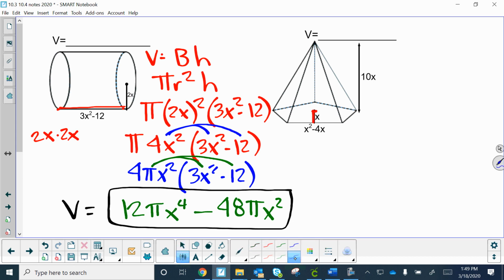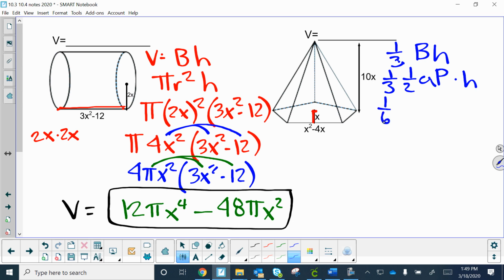Okay, so our formula for this is going to be 1/3. This is where kids often forget that. 1/3 capital B times H. 1/3, what did we just say the base was? A regular pentagon. That's 1/2 apothem times perimeter. And then we have times H. So we have to insert the correct formula for capital B. I'm going to go ahead and simplify that. 1/3 and 1/2 make 1/6. You can multiply that out.